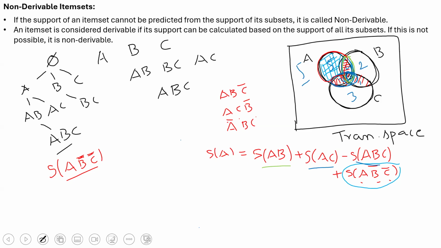That is called the inclusion-exclusion principle. Now the whole goal is to represent these using the supports of positive item sets. The negations have to be removed so that you convert them to positive terms, and then you can find out the support of A, B bar, C bar. How we convert these negations into positive terms is something you're going to learn now.